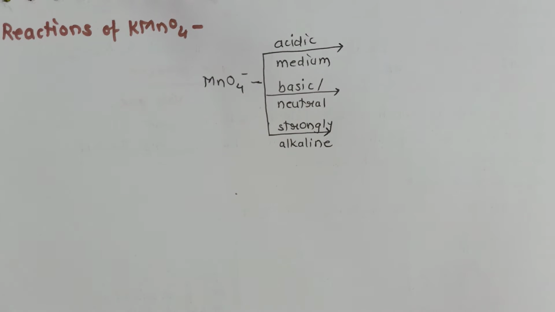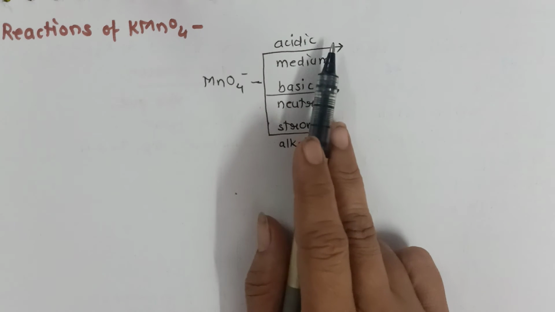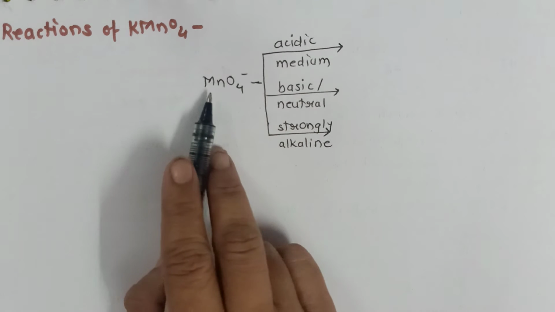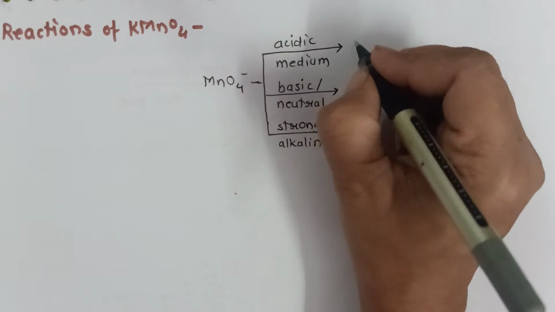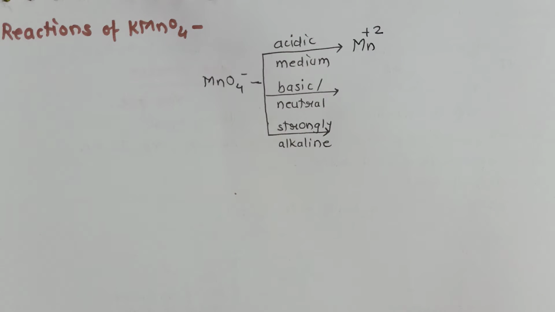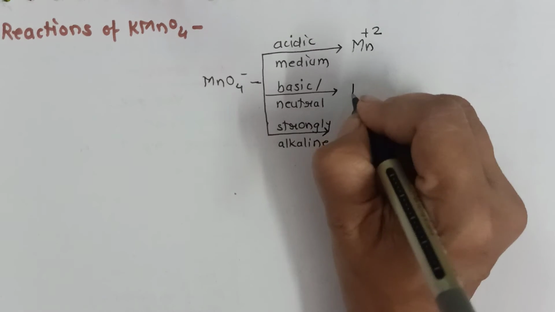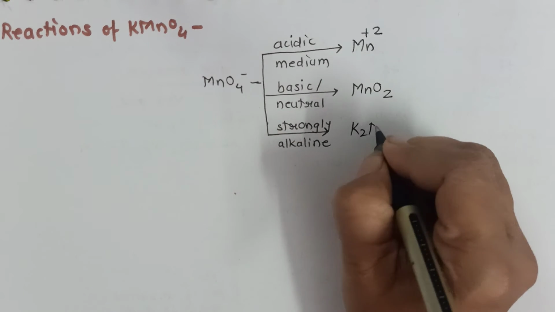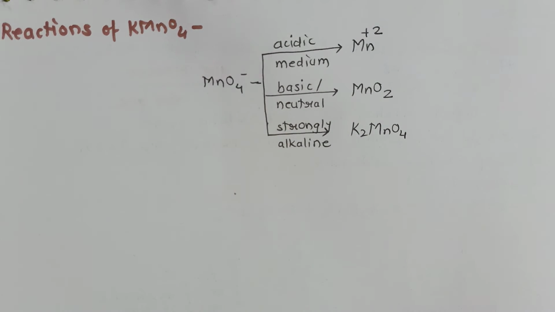When we study the reactions of potassium permanganate, the very first thing is the condition. Potassium permanganate can work in acidic, basic, neutral as well as strongly alkaline medium, and therefore it is a very preferred oxidizing agent. Now MnO4 minus in acidic medium gets converted to Mn 2+. In basic or neutral medium, that is near about pH 7 and a little bit higher, it gets converted to MnO2. And in strongly alkaline medium, it gets converted to potassium manganate K2MnO4. So these are the basic changes that you have to remember in acidic, basic or strongly alkaline medium.